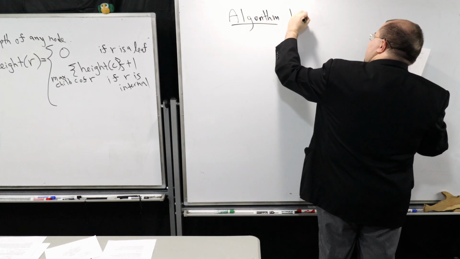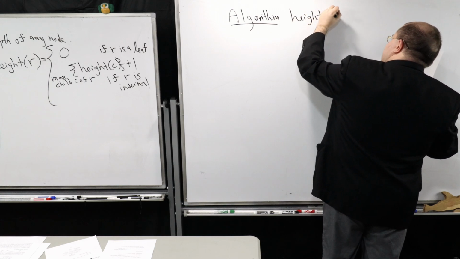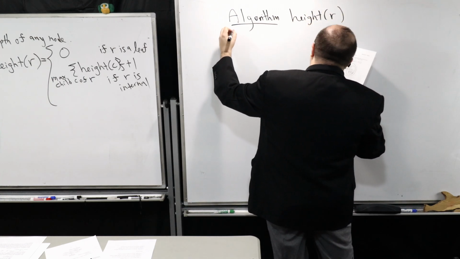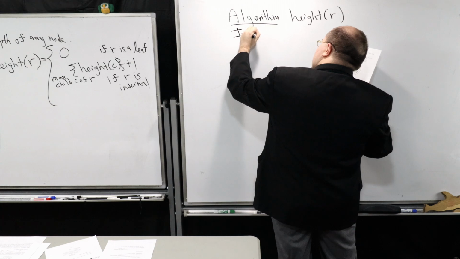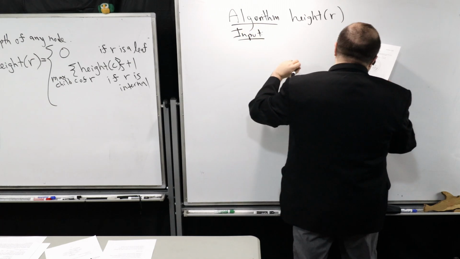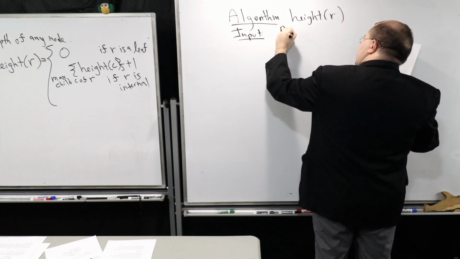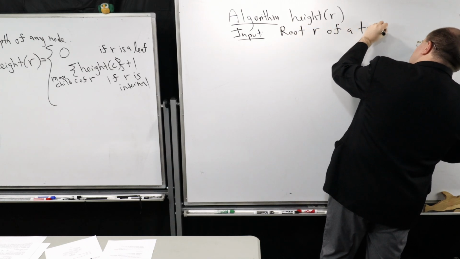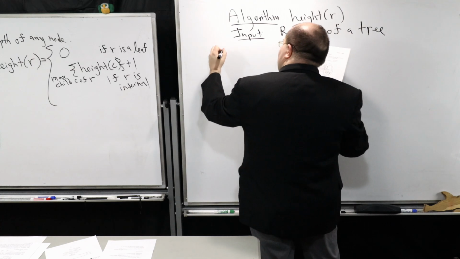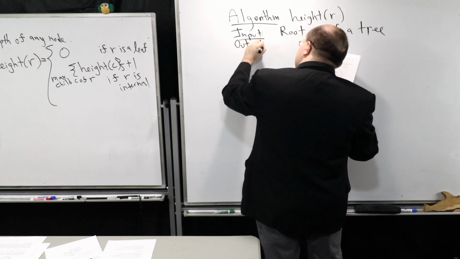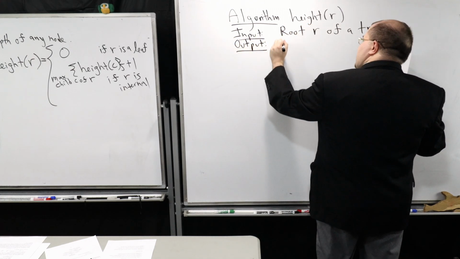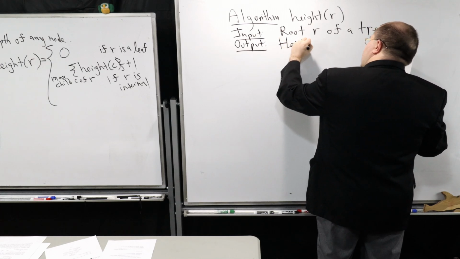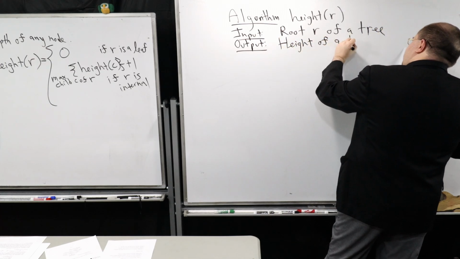And I must stress that this is going to be a recursive algorithm. So I'm going to call it height(r). Its input is going to be a root r of a tree, and the output is going to be the height of a tree.